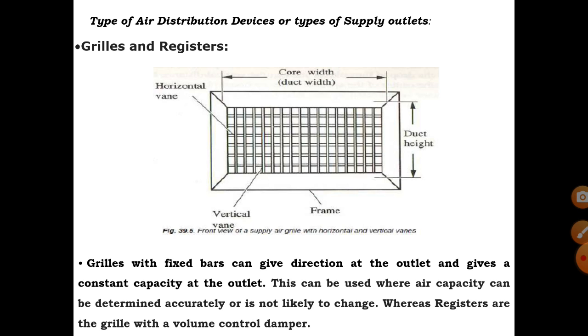And if you want to control the volume of air and you are providing some dampers over there, then that could be called a resistor.